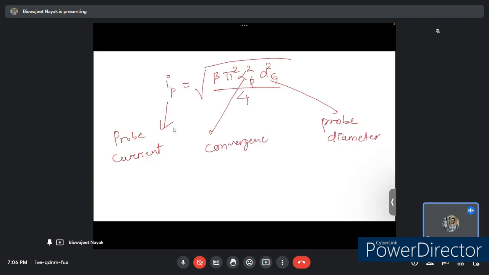So one thing we can do here is, either we can increase the probe diameter by increasing the probe current. Like if we increase the probe current, then our probe diameter is going to increase. And also, if let's say we keep this probe diameter constant, then there is only one variable remaining, that is convergence angle. So by increasing the probe current, we can increase this convergence angle. So this relation is quite important.